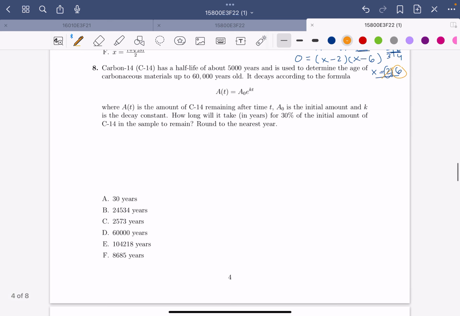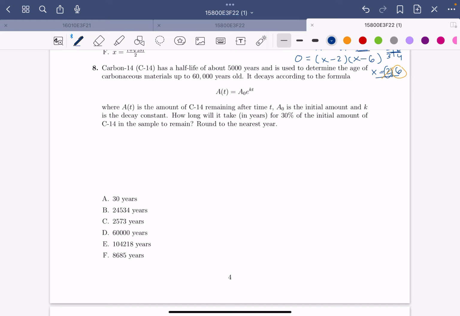Number 8, carbon-14, C14, has a half-life of about 5,000 years and is used to determine the age of carbonaceous, oh gosh, that's a hard word to pronounce, materials up to 60,000 years old. It decays according to the formula A of t equals A naught e to the kt, where A of t is the amount of C14 remaining after time t. A naught is the initial amount and k is the decay constant. How long will it take in years for 30% of the initial amount of C14 in the sample to remain? Round to the nearest year.